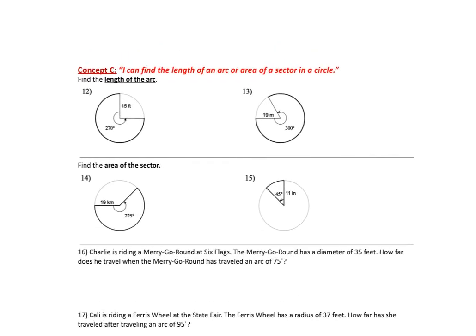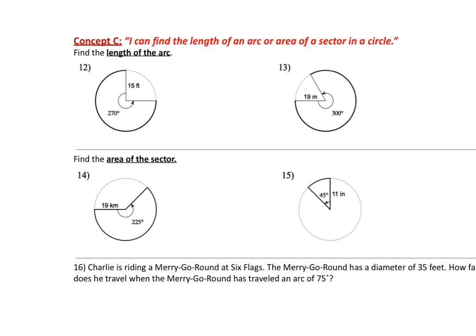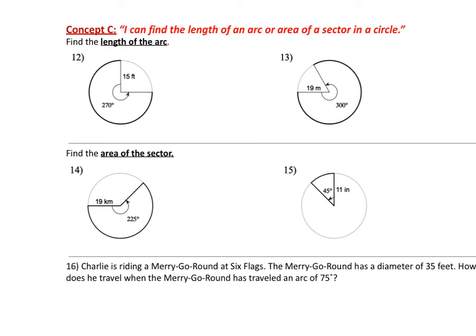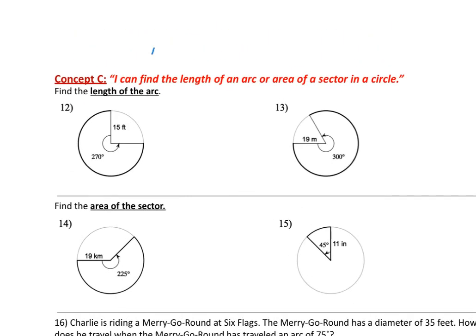So this is arc length and sector area. Looking at number 12, we're using arc length. Remember, arc length is x over 360 times 2 pi r. We're just going to plug in to that equation. x is the degree, and r obviously is the radius.